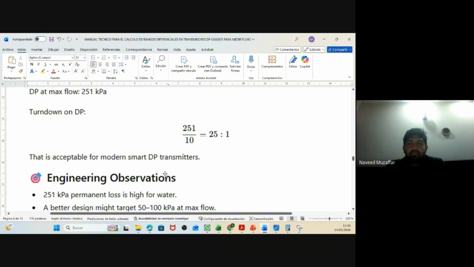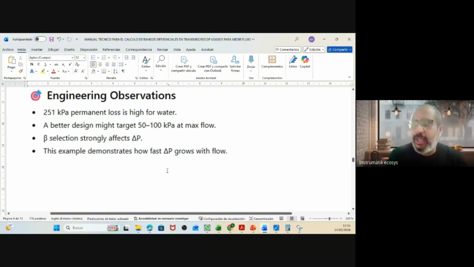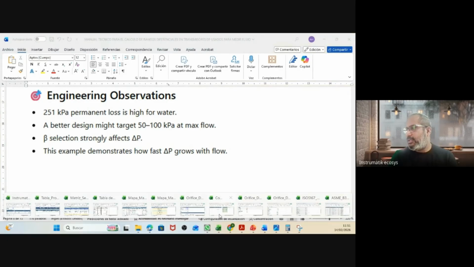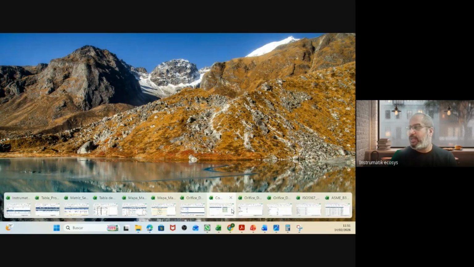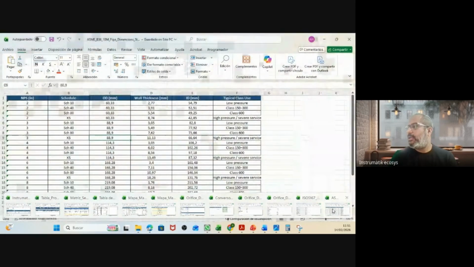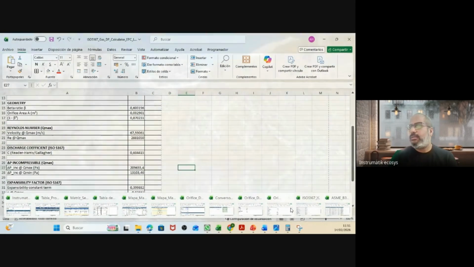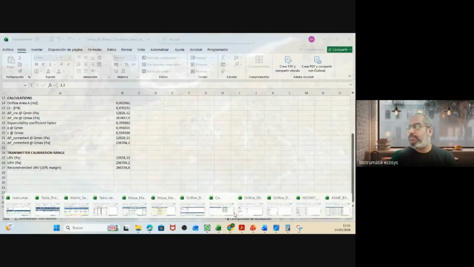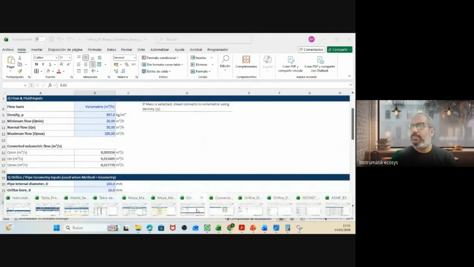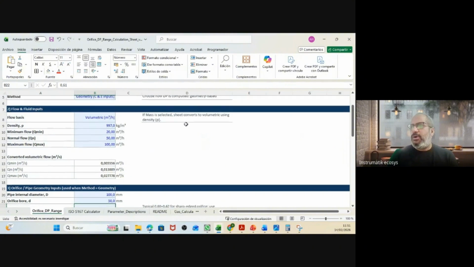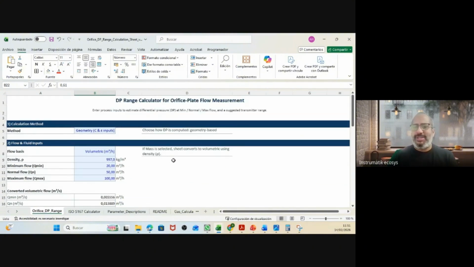Well, now let's go to the sheet, just for you to see. This is the sheet I'm going to share with you. The good news is that it is in English, no problem. It's good news for you.